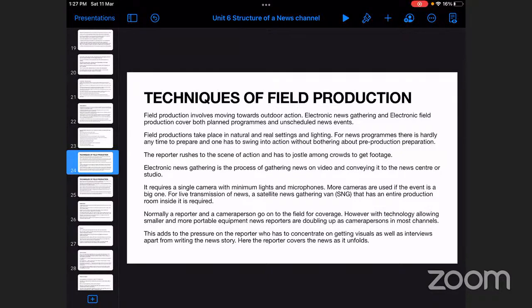But what is the advantage with ENG and EFP? It is immediate. As soon as it is live, we can switch. Even from a remote place, as soon as it is live we can switch and send it directly to the headquarters, the channel.